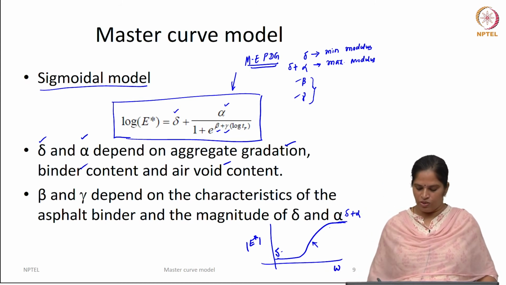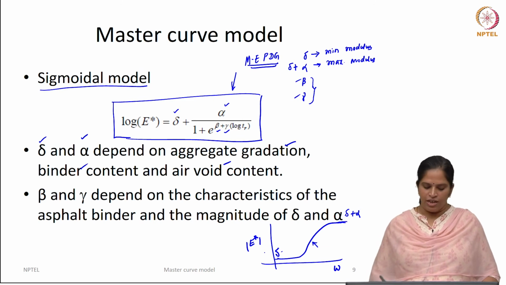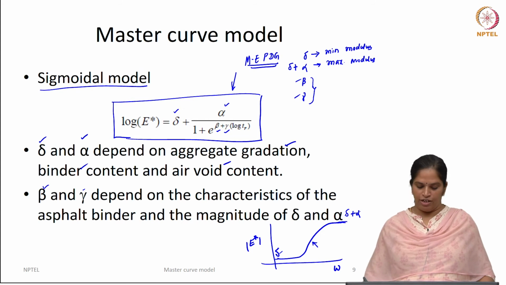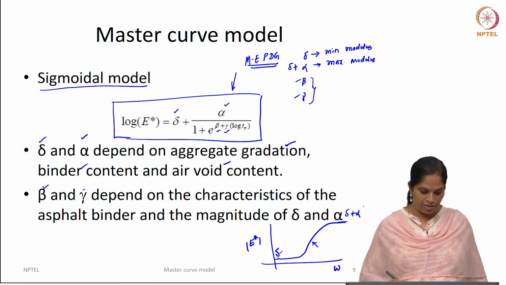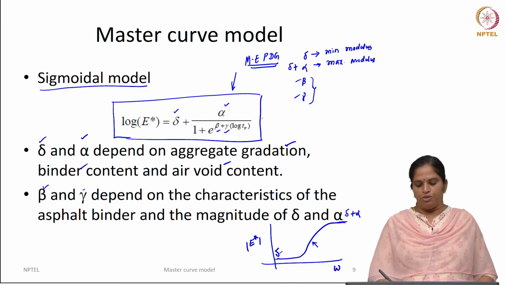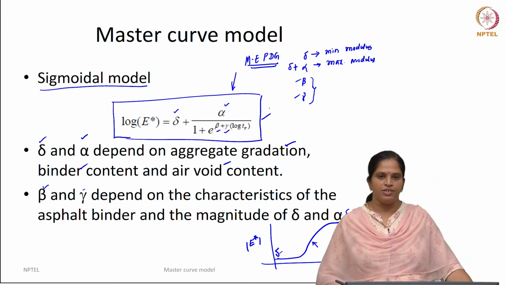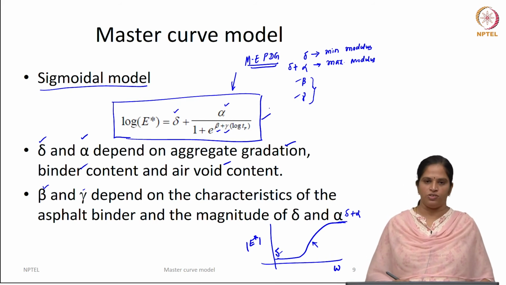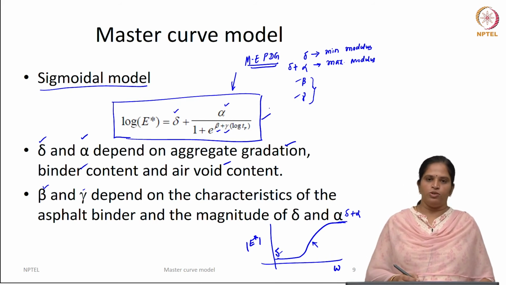So this value is not a constant for all mixtures, and beta and gamma again depend on the value of delta and the value of alpha here. So this is the standard master curve model which we use for the design and dynamic modulus prediction of mixtures. So now we have seen two models.